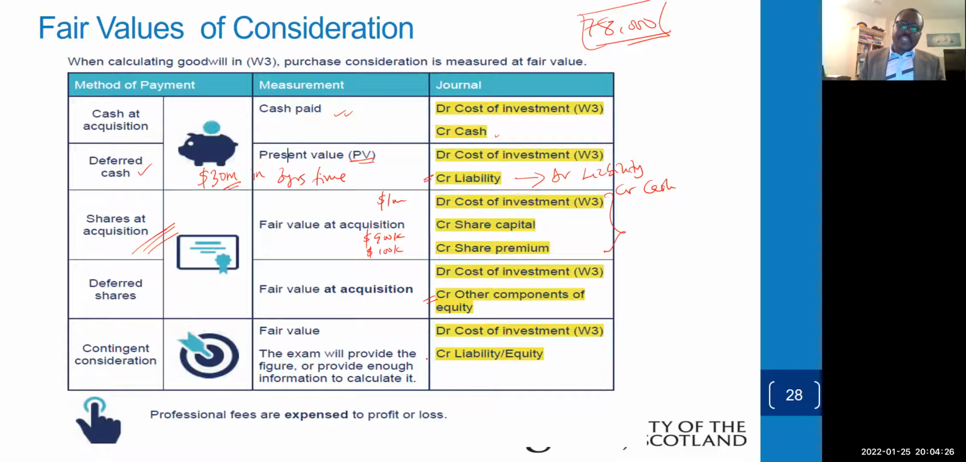Any professional fees we incur, the legal charges we incur in the acquisition, should just be charged as expenses. Don't capitalize it. Don't include it in the cost of the acquisition anywhere. Just expense it off into the profit and loss account.